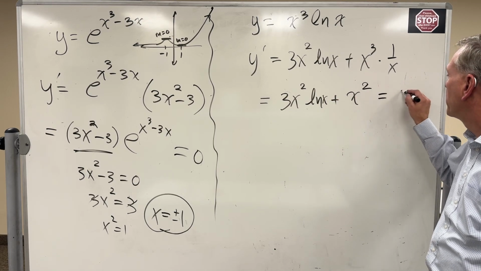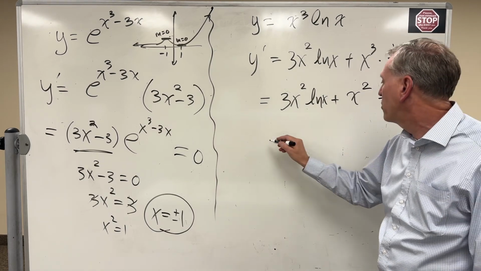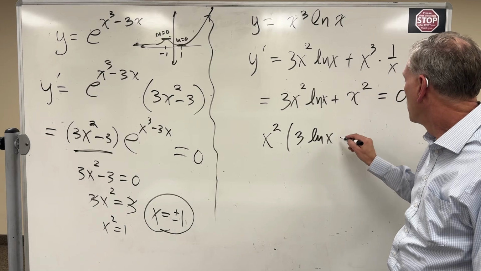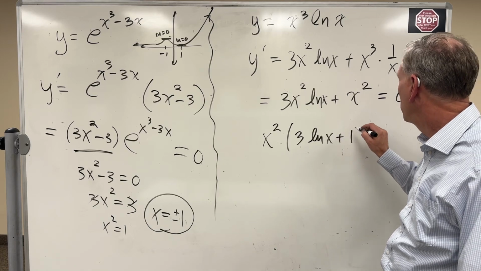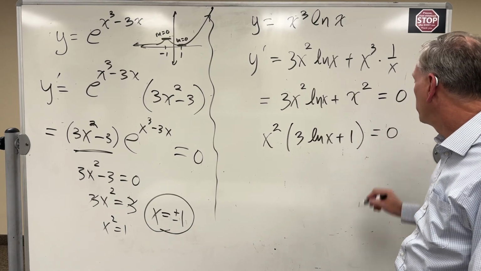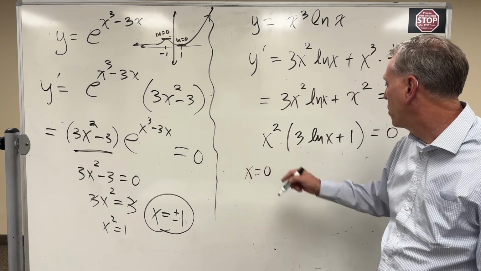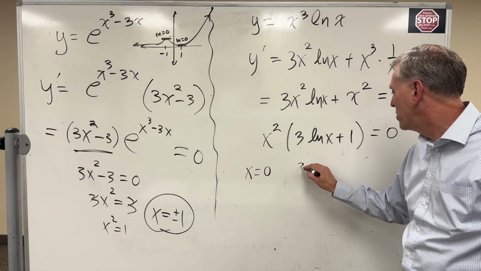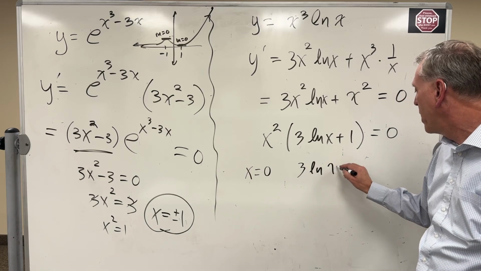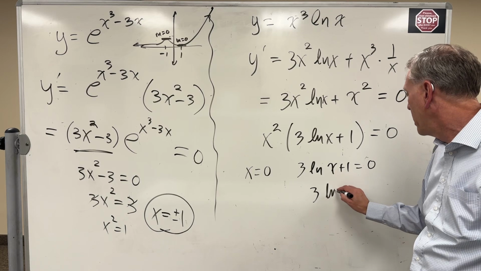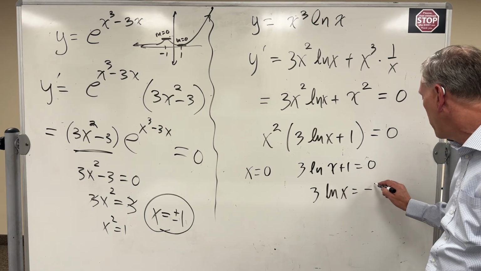So we want to set this equal to 0. We're going to factor an x^2 out. That gives us x^2 times (3 ln x plus 1) equal to 0. So that means x^2 equals 0, x equals 0. But we also have this, which is an interesting thing: 3 ln x plus 1 equals 0. So 3 ln x equals minus 1.